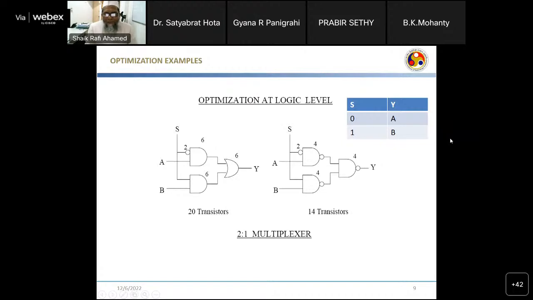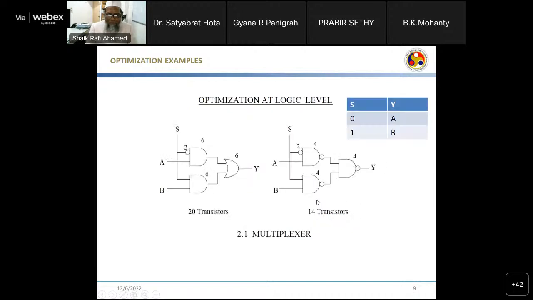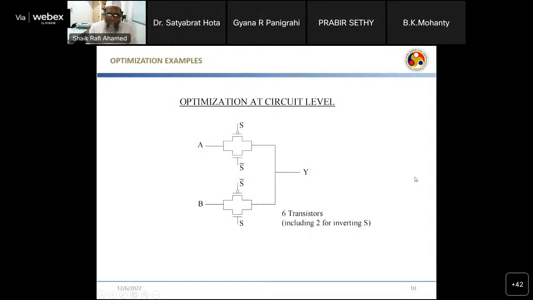And the next level of optimization is circuit level. So at the transistor level also you can have the optimization. If I take the same 2x1 multiplexer, here I require 14 transistors. Whereas if I use the transmission gate logic instead of CMOS, I can implement it using only 6 transistors. Here there are 4 transistors. To get S bar from S, I require an inverter. For that we require 2 transistors, total 6 transistors.